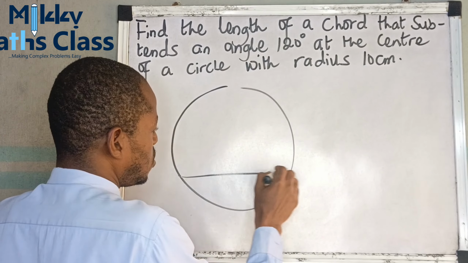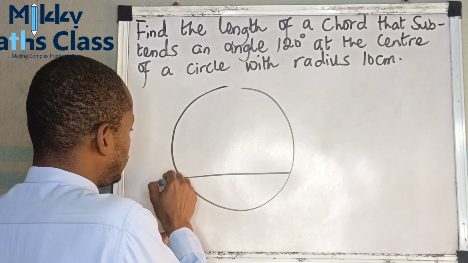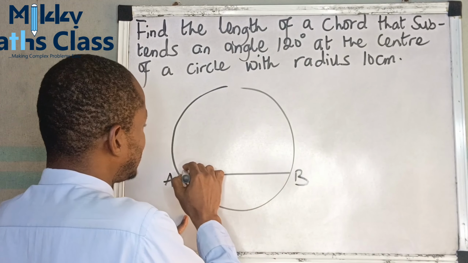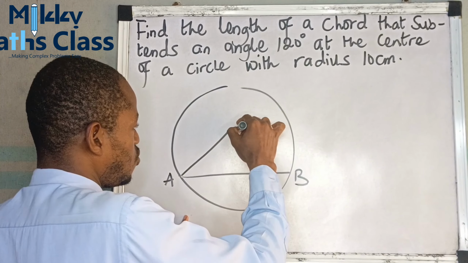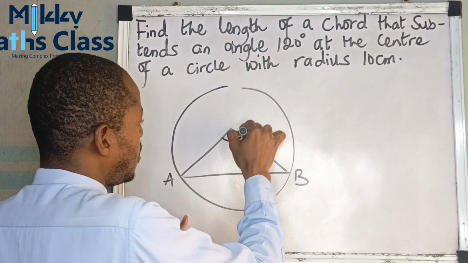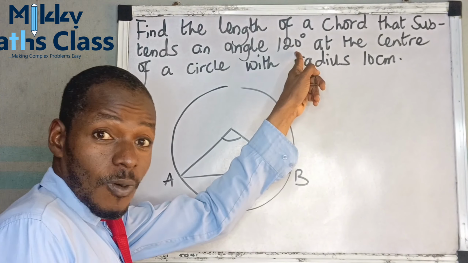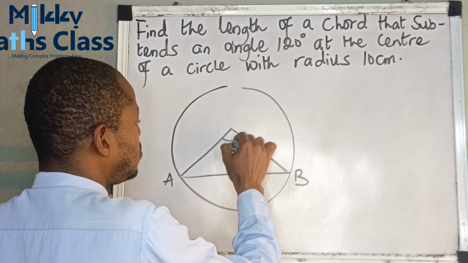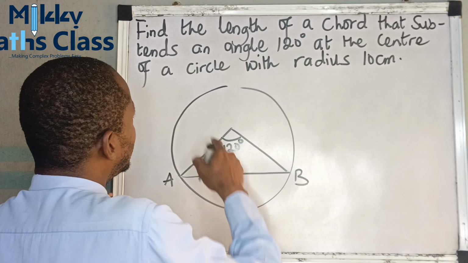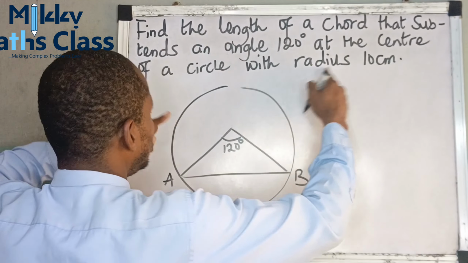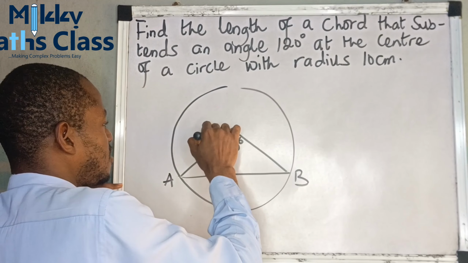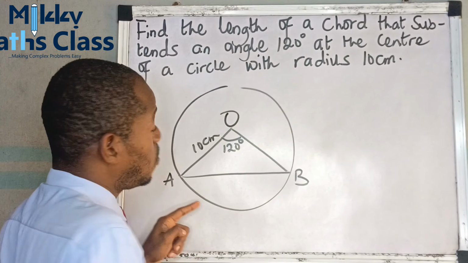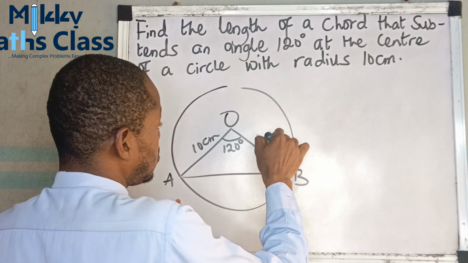This is the chord. This chord here, let's call it AB. It subtends an angle at the center of the circle. This is the angle here. We're told that the angle is 120 degrees, so let's put 120 degrees. And the radius is the radius. Okay, radius of 10 centimeters. That means here is 10 centimeters. Let's call this O. And here is also 10 centimeters as the radius.